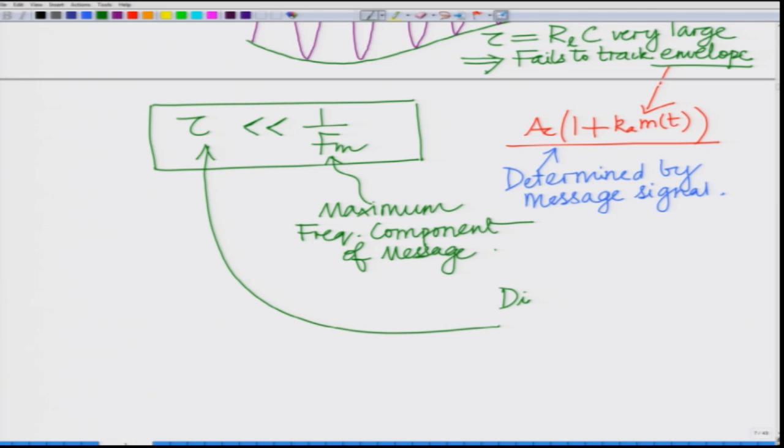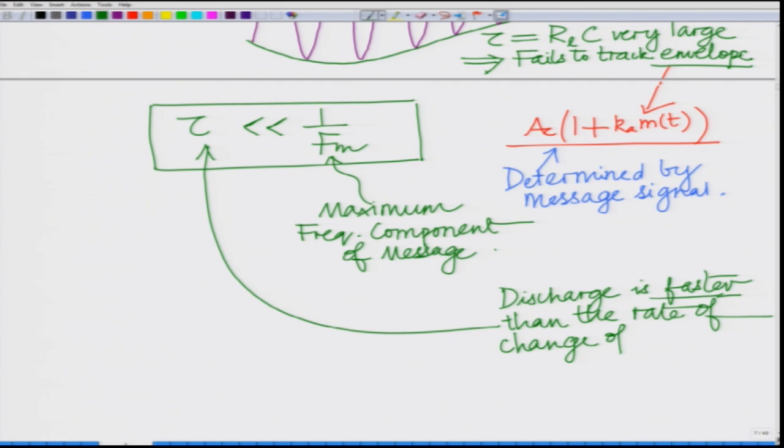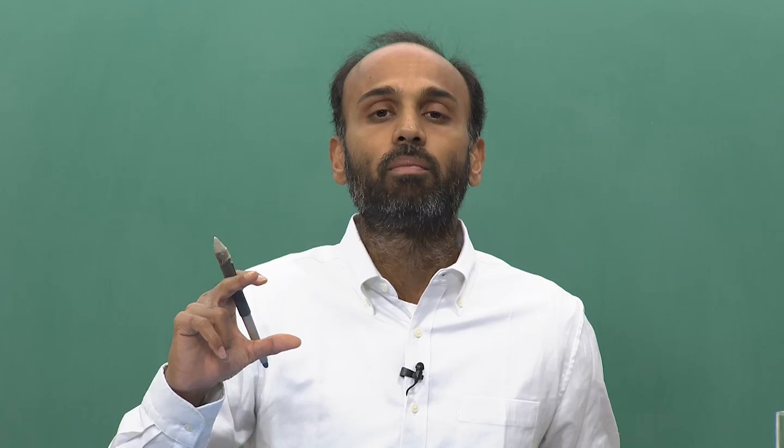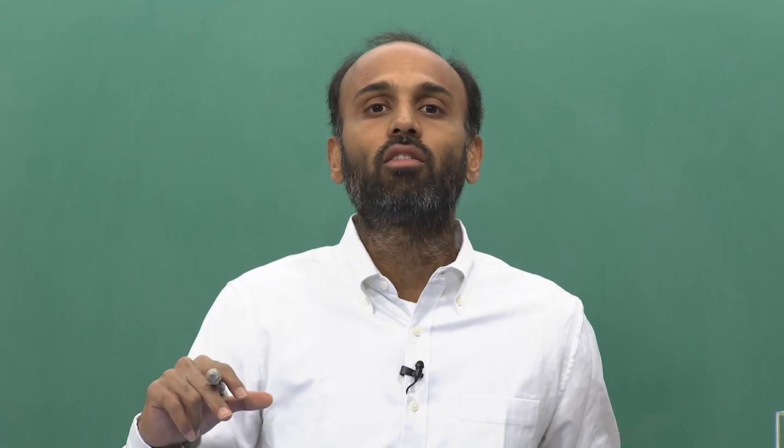So, this implies the time period of discharge must be faster than the rate of change of the envelope. Remember, the envelope is proportional to the message signal, which is changing at the maximum frequency component of the message, fm. The rate of change is basically proportional to fm. So, the time period of the discharge of the capacitor must be much smaller than 1 over fm.